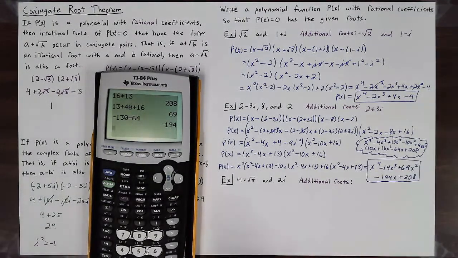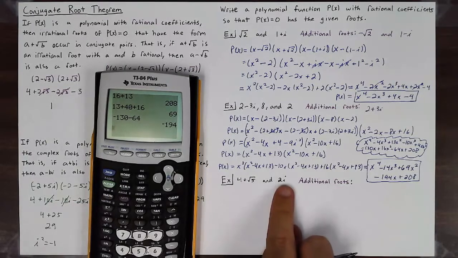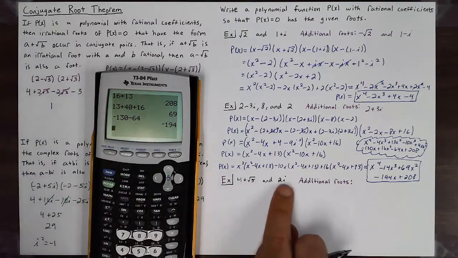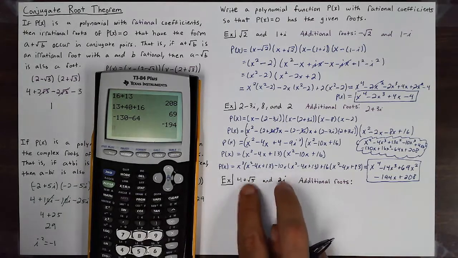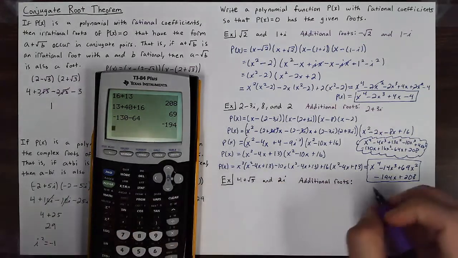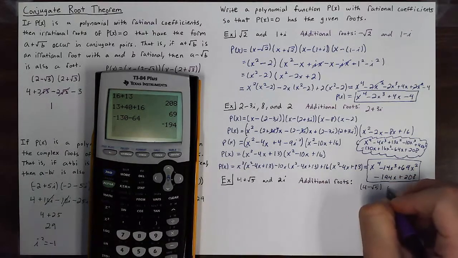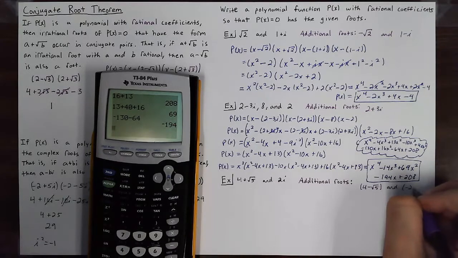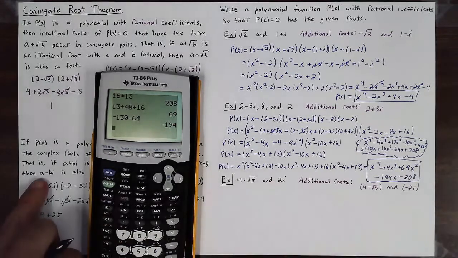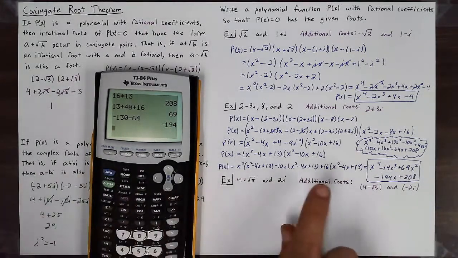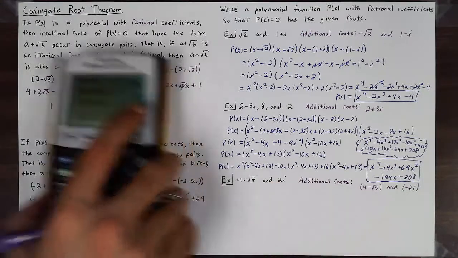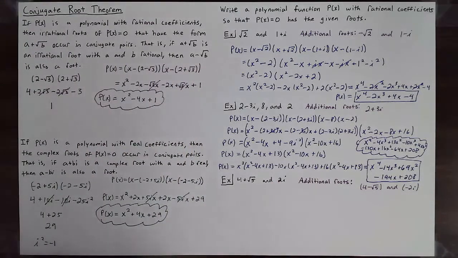And for the last one, I have 4 plus square root of 5 and 2i. So again, this is a rational, and this is a complex. So I'm going to use their conjugate pairs to help me find additional roots first, which would be 4 minus the square root of 5 and negative 2i. If there's no coefficient in front of it, the a would typically be the real part, but there's no real part, so it's just plus or minus 2i would be the two imaginary roots.